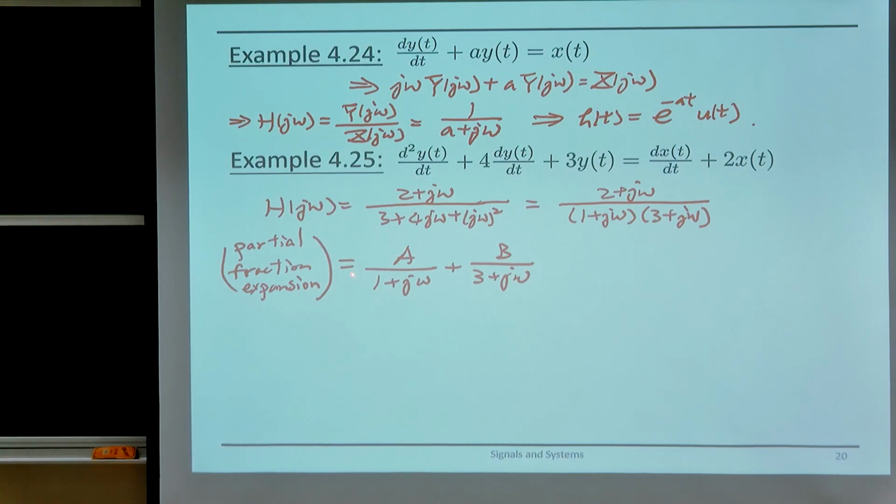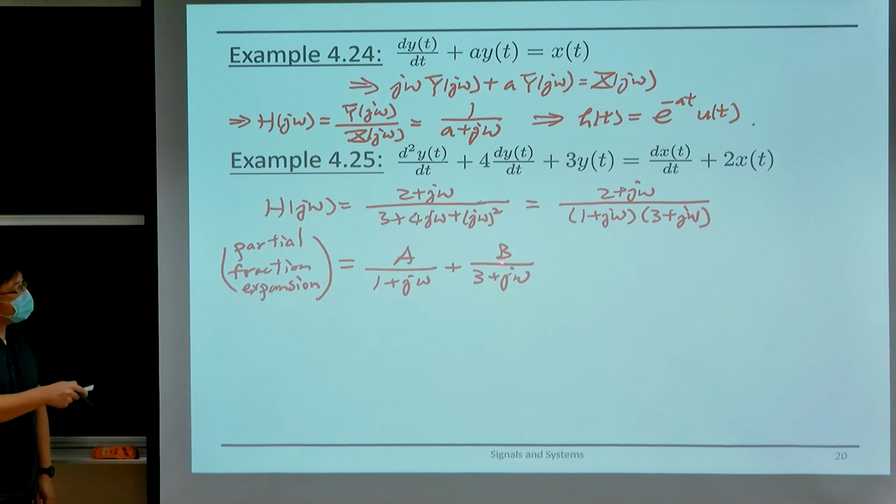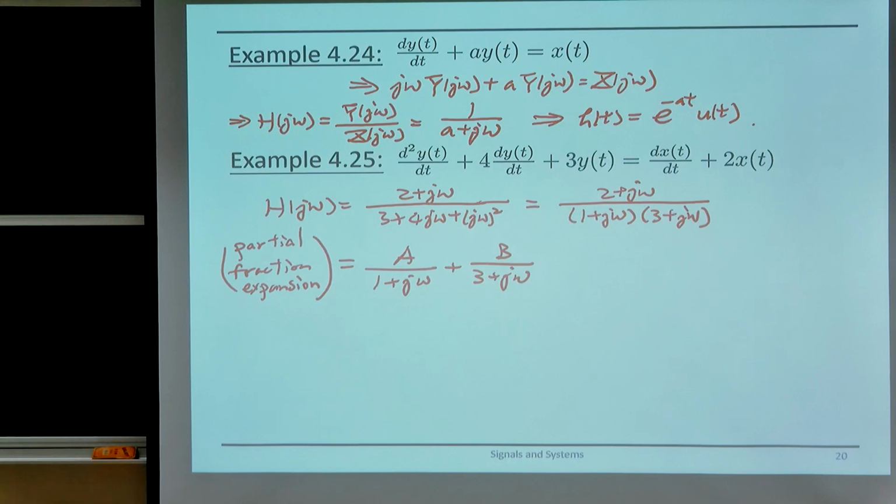So you can again combine these two terms, right? And then, once you combine these two terms, you try to choose capital A and capital B such that when combined, the numerator gives you 2 plus j omega. Okay? So if you solve that system of linear equations for A and B, you'll find that A is equal to B, equal to 1/2.